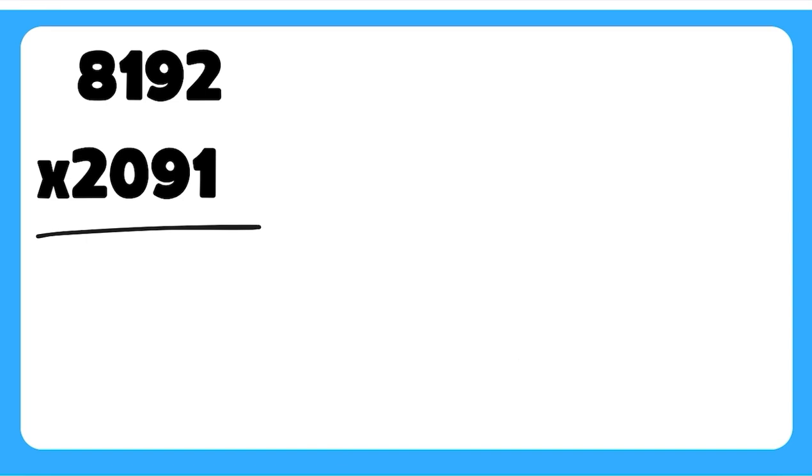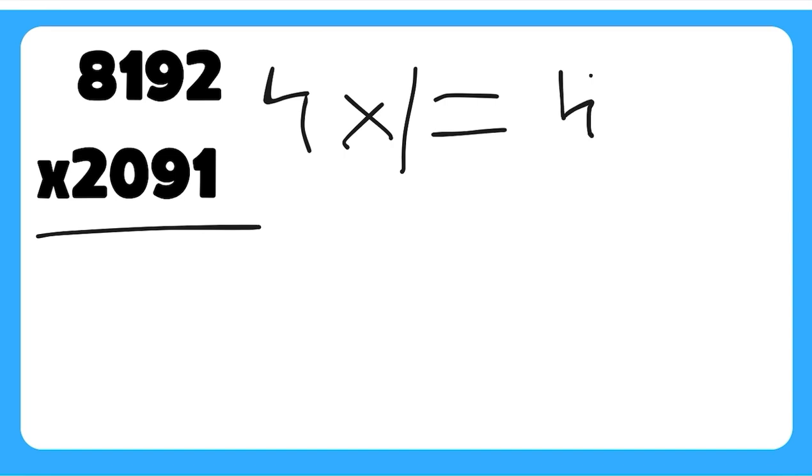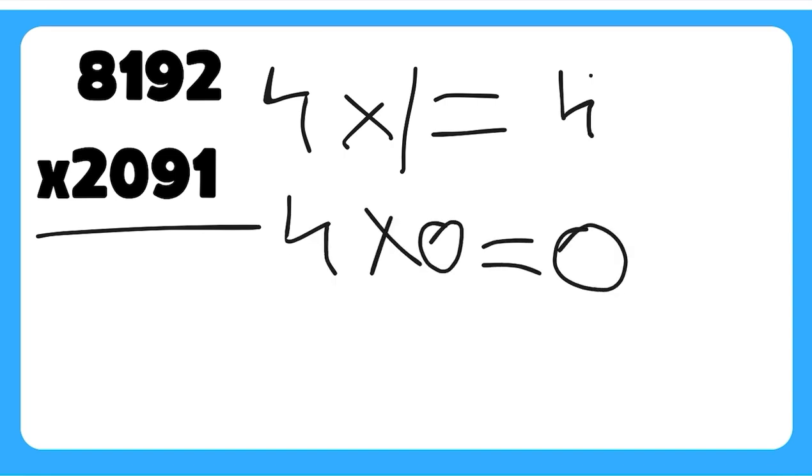17,129,472. So before ending this video with the test, these are the things you need to know. Anything multiplied by 1, it's equal to the number itself. So 4 times 1, it's 4. Now anything multiplied by 0, 4 times 0, the answer is 0. And that's pretty much it.